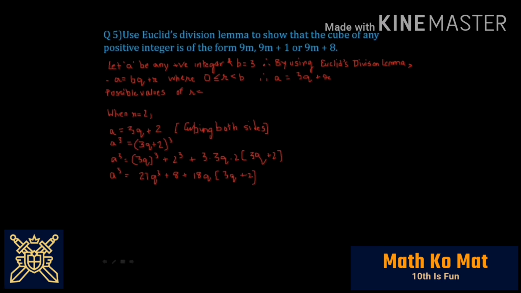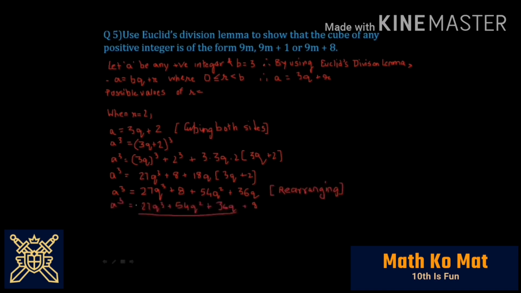So now we will multiply 18q into 3q and 18q into 2. Therefore a cube is equal to 27q cube plus 8, 18 3s are 54 and q into q is q square, therefore we have got 54q square, and 18 2s are 36 and q 1s are q. Now we will be rearranging again. So a cube is equal to 27q cube plus 54q square plus 36q plus 8.